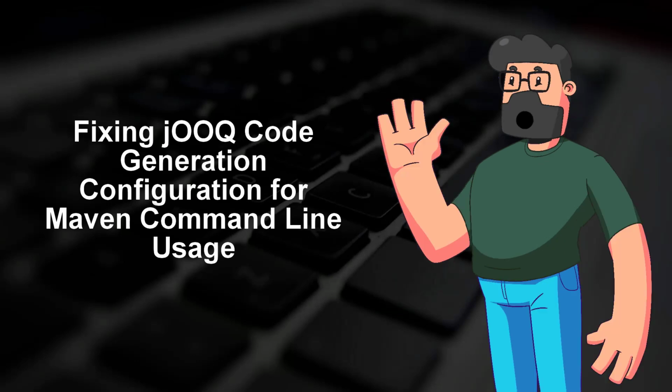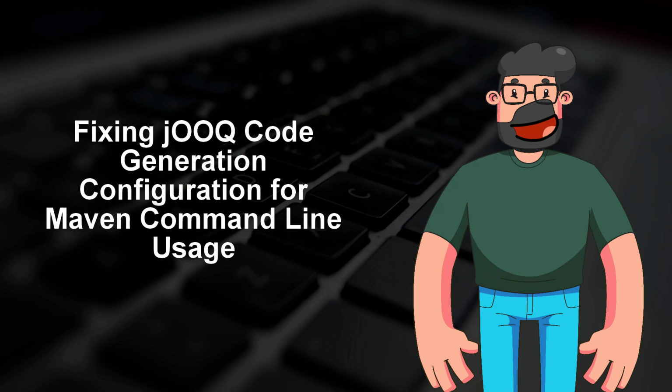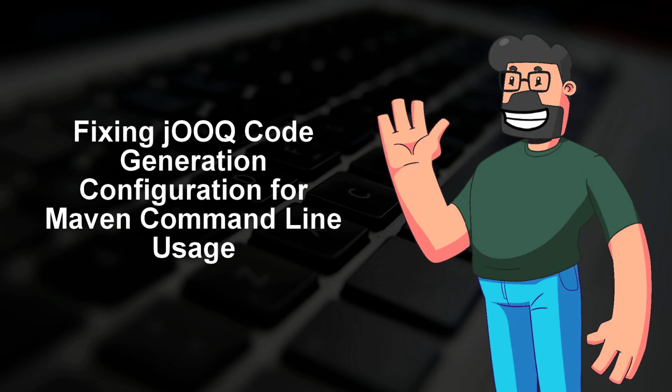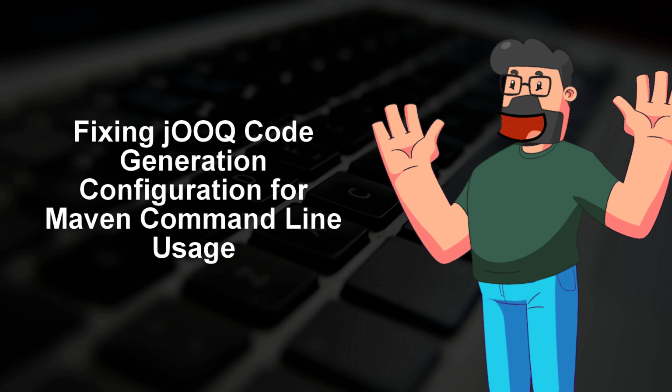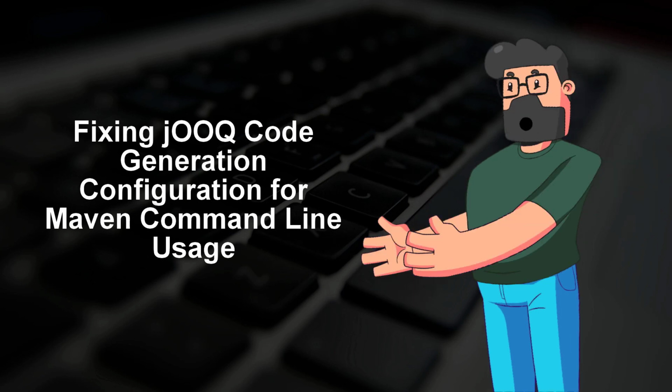Today, we're diving into a common problem that many developers face when working with jOOQ and Maven. The problem occurs when attempting to generate jOOQ classes using specific configurations in the pom.xml file. Despite following the Getting Started guide, the jooq-codegen-maven module throws an error, stating that the generator configuration is not set up correctly. This can be quite frustrating for anyone trying to streamline their code generation process.